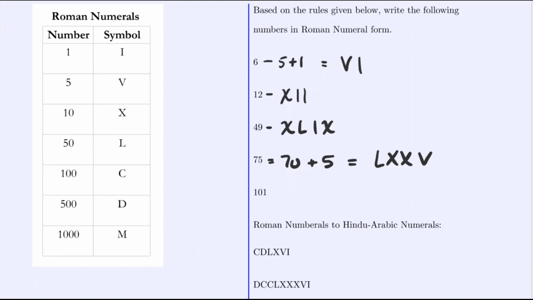Now for 101, we look at the numerical symbols that we've got. We could get to 100 by just writing a C. We still are lacking 1. Since we want to add that 1, we would write that to the right. So it'd just be C1.